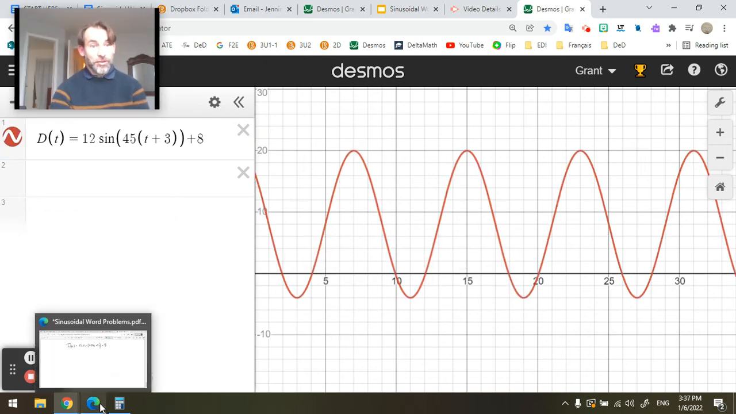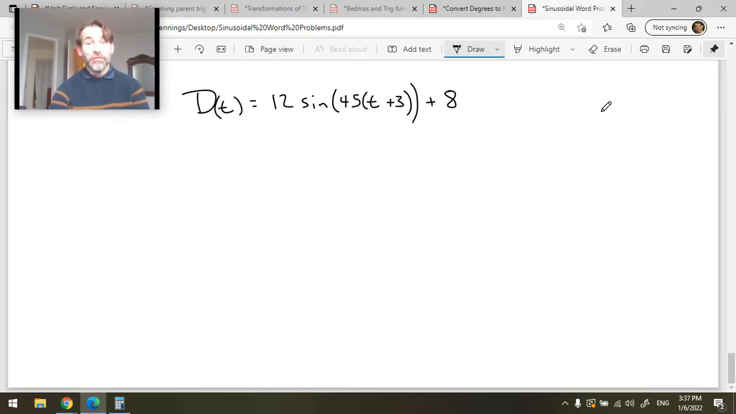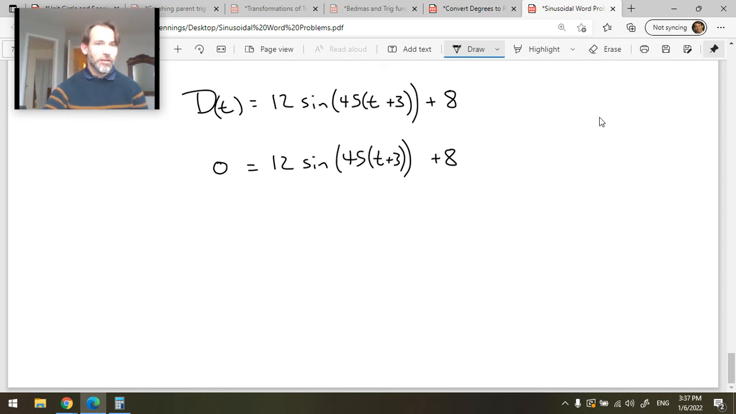So let me show you what you can do algebraically. So you have your function, all right? And you say, I want to know when that's equal to 0. So what values of t give me a 0? And so you go here, you say 0 equals 12 times sine of (45 multiplied by t plus 3), bracket, plus 8. And then just solve it. Move the 8 over, negative 8 is equal to 12 sine, all that stuff.